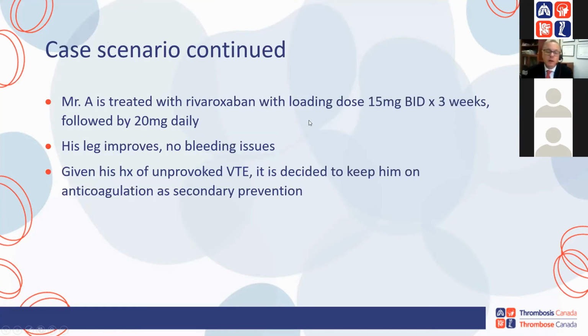So let's go on. So this man is actually treated with a DOAC. It's not something that I would do, but he was treated with a DOAC, in this case rivaroxaban, with the standard loading dose of 15 milligrams twice daily for 3 weeks, followed by 20 milligrams daily. And happily he improves and does not have any bleeding problems. As I said a minute ago, this is not something that I would do in this setting.